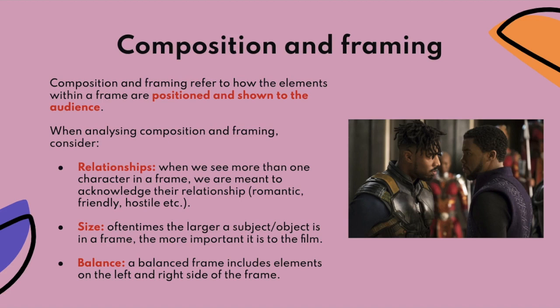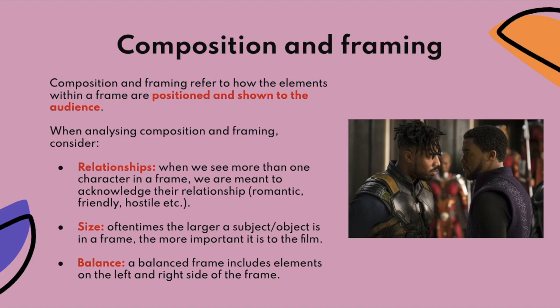So if you look at that picture, which is a still from Black Panther, you've got the two characters, T'Challa and Killmonger, the protagonist and the antagonist, staring each other down. So we automatically know from the composition and the framing of that frame that these two characters probably don't like each other. They're probably enemies of some sort.